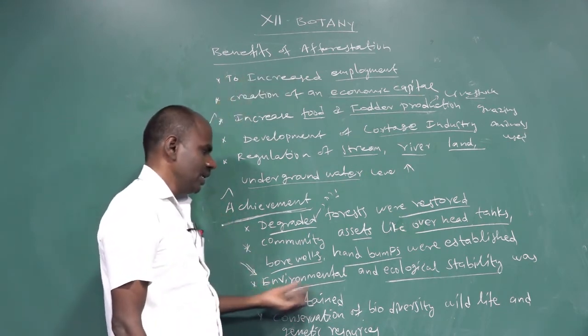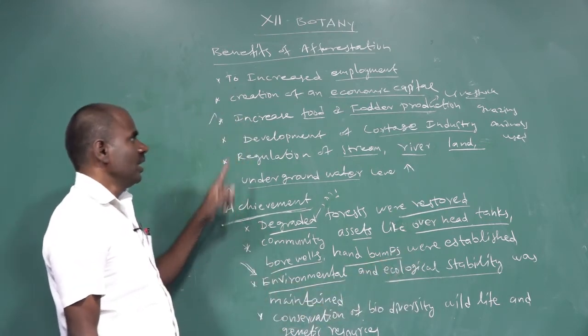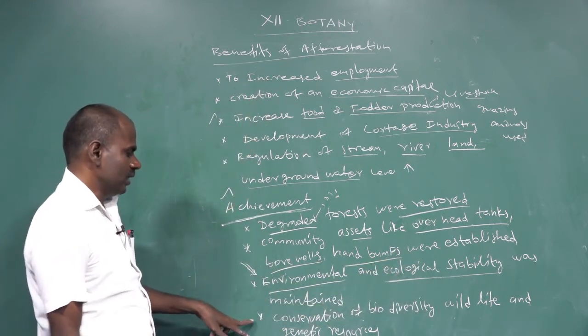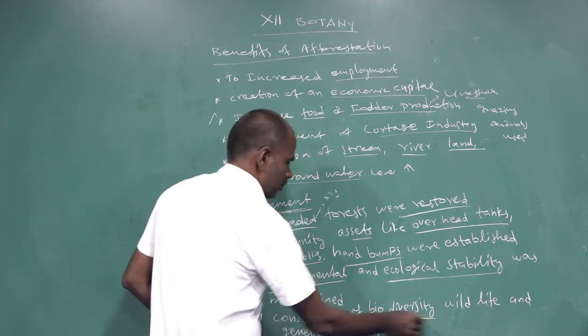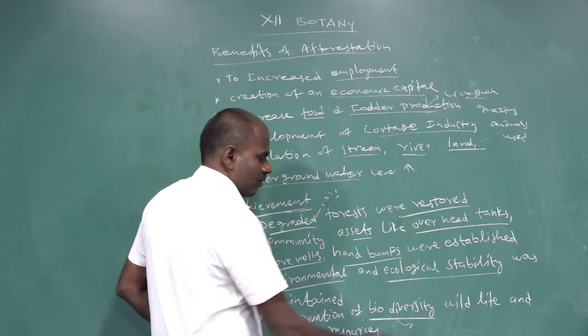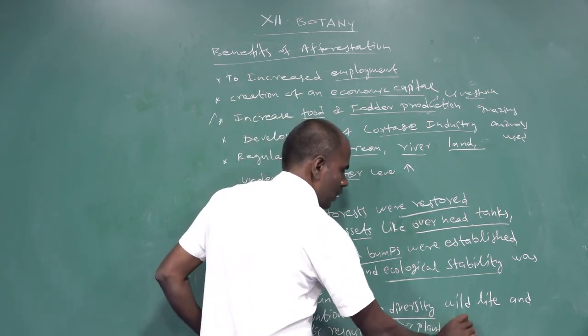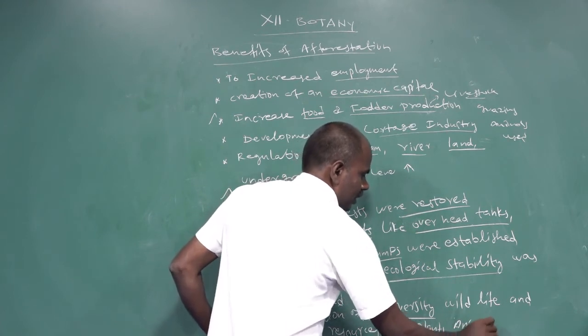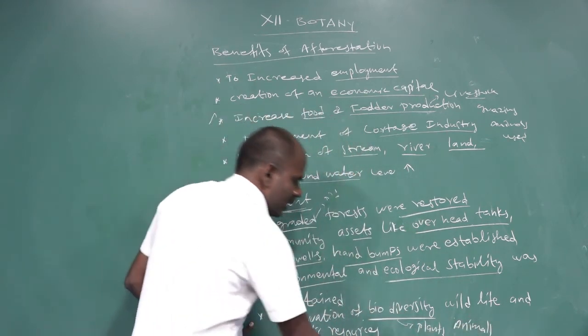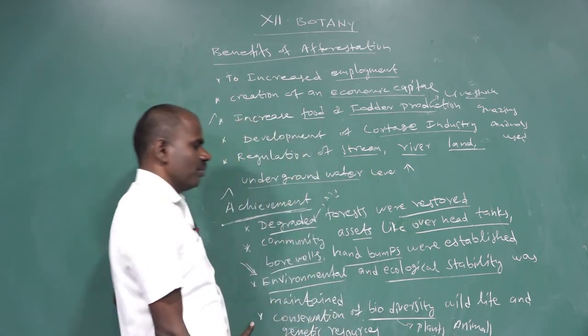The environmental and ecological stability is maintained only by afforestation. Next one is conservation of biodiversity. What is biodiversity? Biodiversity means the varieties of species found in plants, animals, and some other microorganisms in the world. That is called biodiversity.